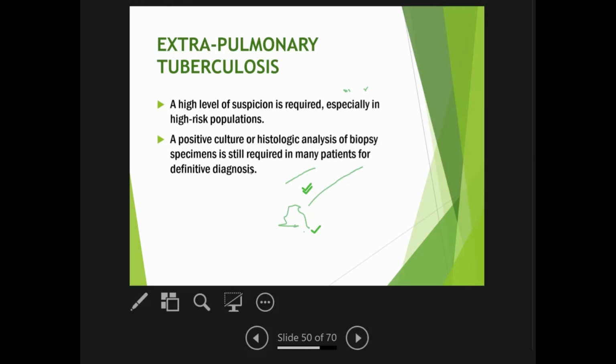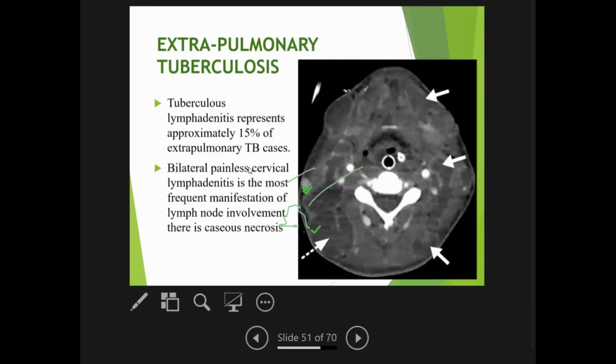And you have to have a high level of suspicion in the high-risk population. The positive culture and the histological diagnosis are more important in confirming the diagnosis. So lymphadenopathy is the commonest form of extrapulmonary tuberculosis, and this is the CT scan of a patient's neck showing multiple enlarged lymph nodes with some necrotic areas. It accounts for about 15% of extrapulmonary tuberculosis.